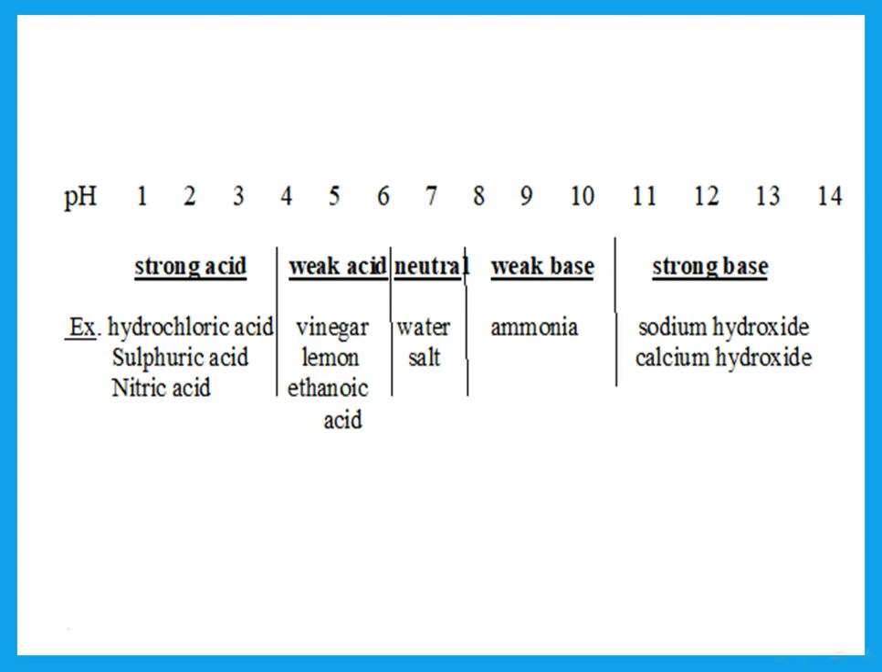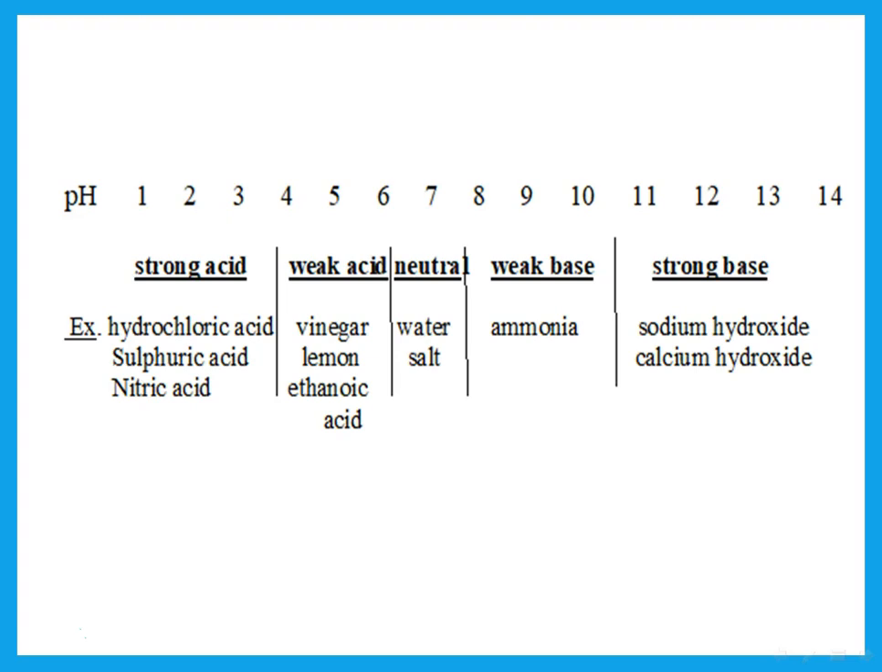You should be familiar with the pHs for different solutions. A strong acid like hydrochloric acid or sulfuric acid would have pH 1, 2, or 3. A weak acid like vinegar, ethanoic acid, or lemon juice would have pH 4, 5, or 6. A neutral solution, water, or salts will have pH 7. A weak base like ammonia will have pH 8, 9, or 10.